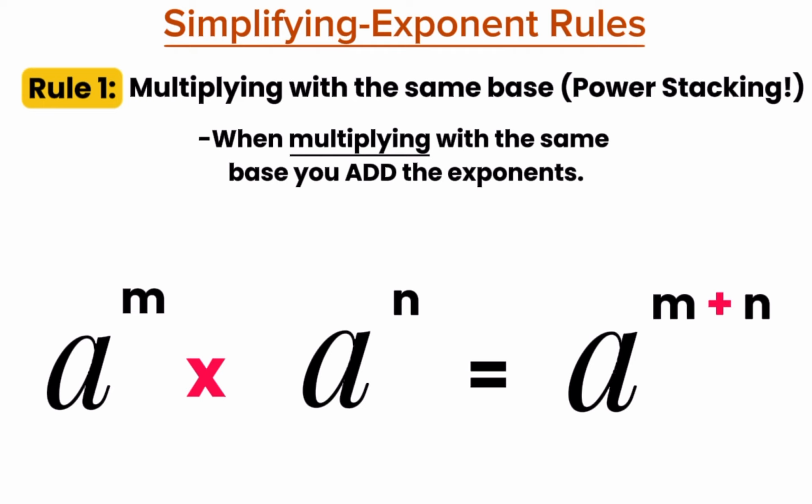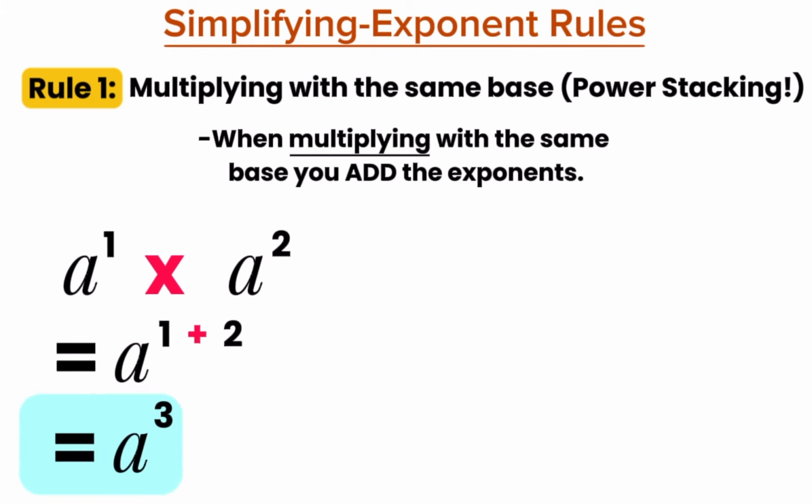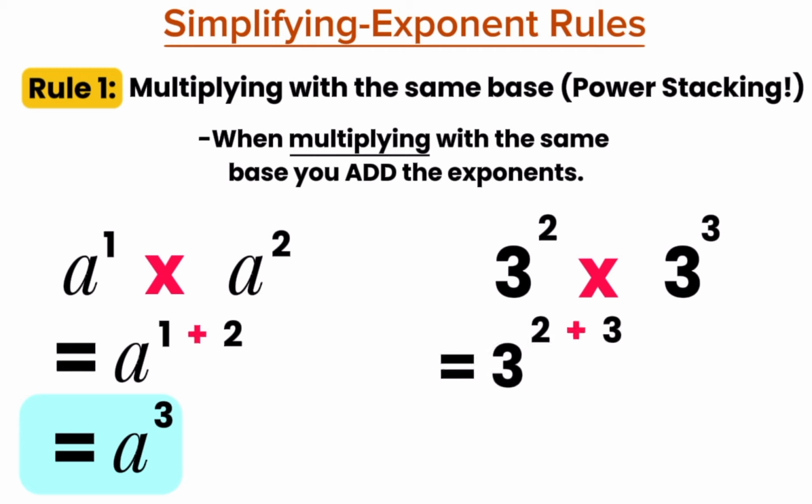For example, let's say we want to know a times a to the power of 2. Remember, the one exponent is invisible, but it's there. So a to the power of 1 times a to the power of 2 equals a to the power of 1 plus 2. Therefore, a to the power of 3 is the answer. The same would apply with a constant. We have 3 to the power of 2 times 3 to the power of 3. That means 3 is to the power of 2 plus 3, which is 3 to the power of 5.